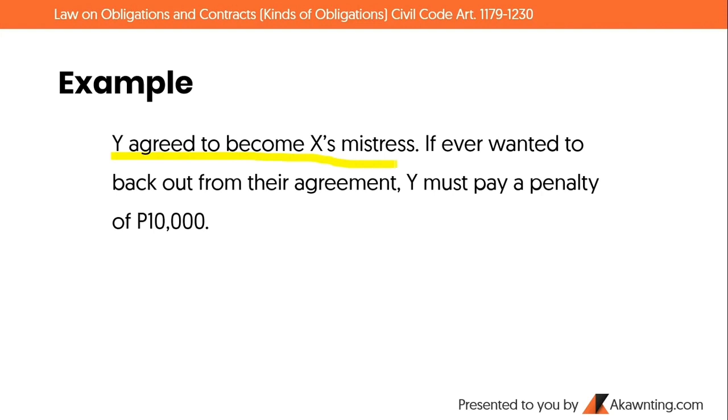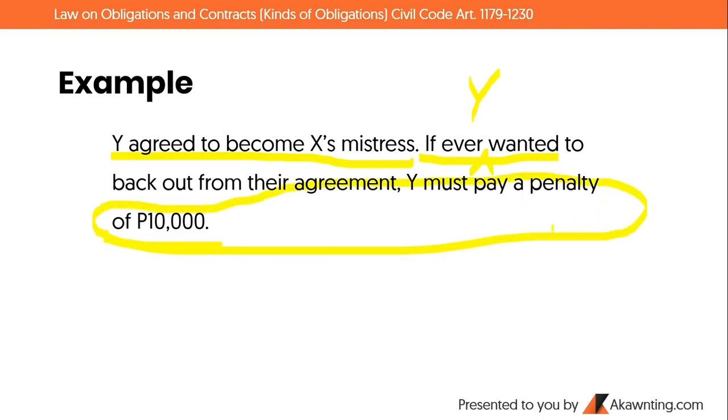Y agreed to become ex-mistress. If ever, so may nakalimutan tayo. If ever Y wanted to back out from their agreement, Y must pay a penalty of 10,000. Yung penalty to pay 10,000 is valid on its own, di ba? Valid on its own. However, this penalty clause is based on an obligation that is invalid, di ba? Kasi by reason of contrary to morals.